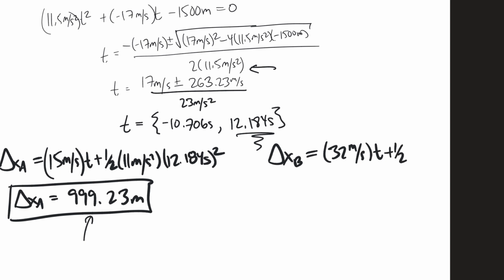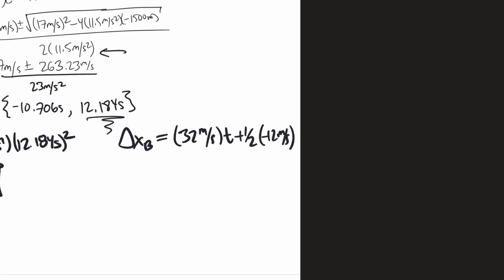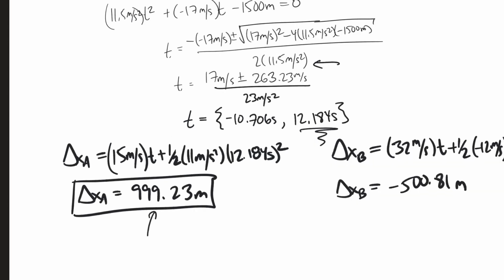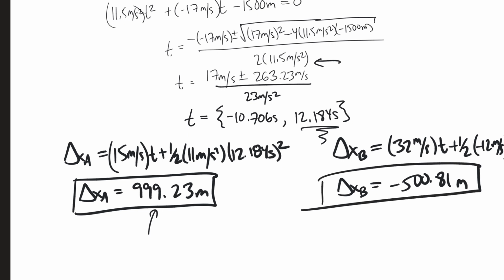So we'll get plus 1/2 times negative 12 meters per second squared times, well, this is horrible. Let's go into blue. 12.184 seconds squared. Okay, so delta XB, if you plug all that into your calculator, you'll get negative 500.81 meters. So we're feeling pretty good about that, right? The B car came backwards 501 meters, and the A car went forward 999 meters.